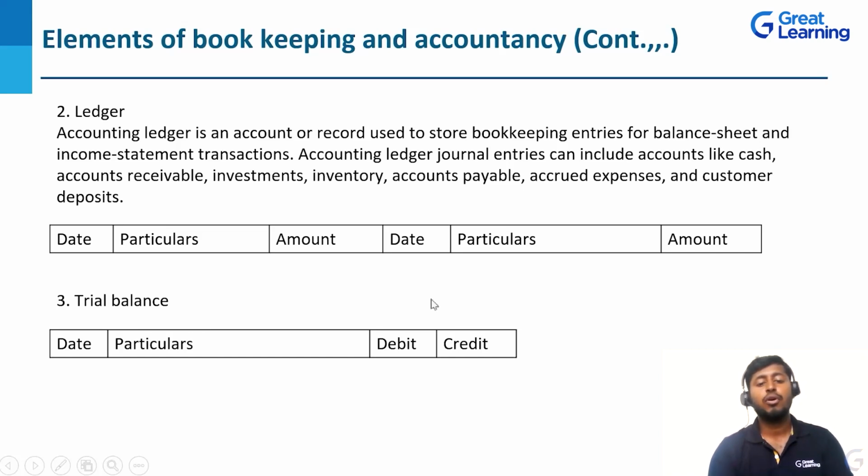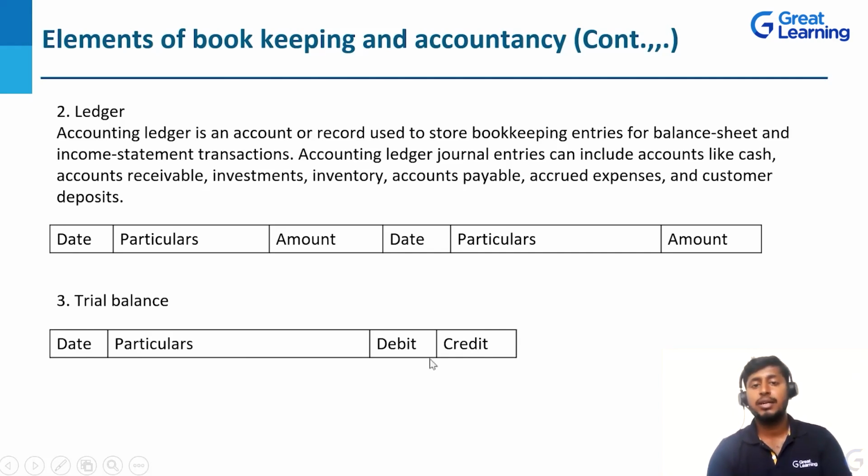So this is the format for trial balance: date, particulars, debit, credit. Only 4 columns will be there. Either we can maintain the date or we can maintain a serial number, according to the ledger account. So in the particulars, whatever the individual account, for example cash, inventory, receivables, investments, all those things we are going to record in the particulars.